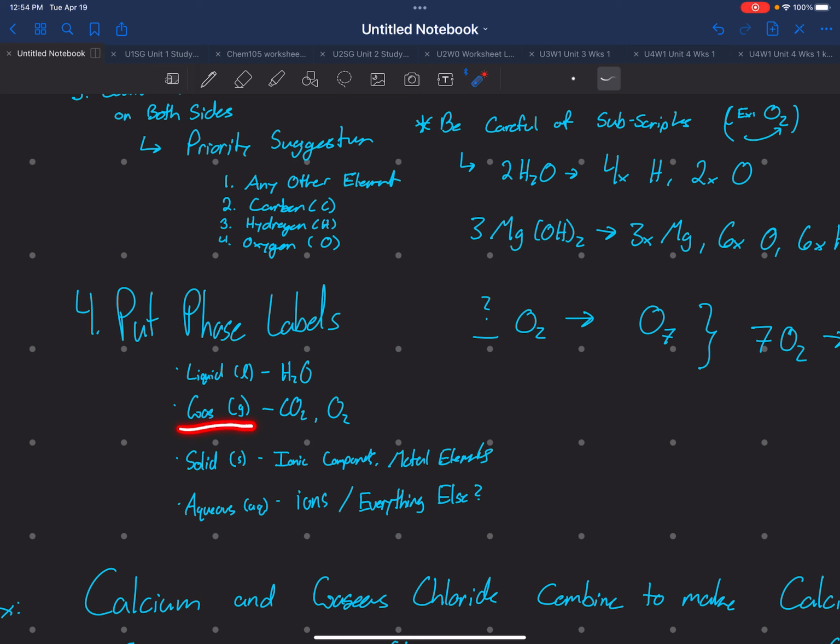Gas, parentheses G. I know carbon dioxide and O2 are gases. And to be fair, I guess other covalent compounds would be as well, like maybe SO2 or something like that, or a hydrocarbon with C5 and below.